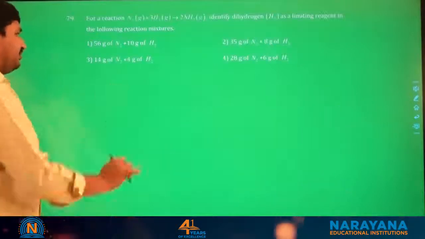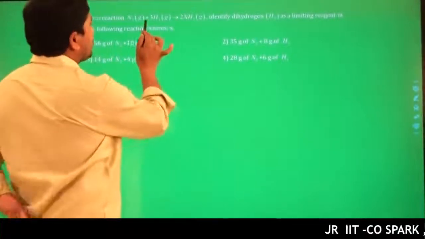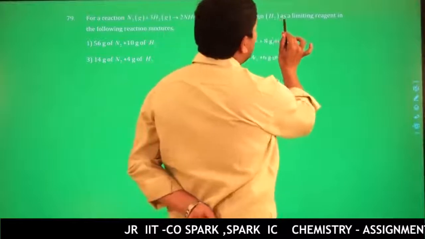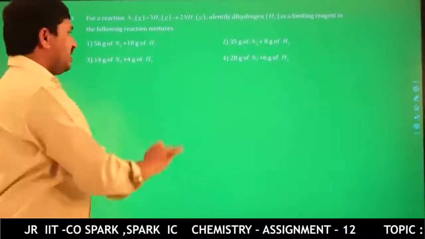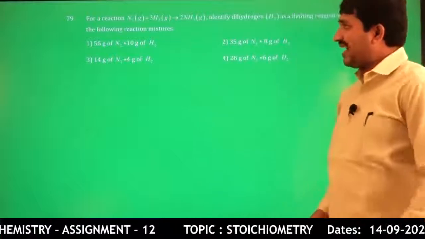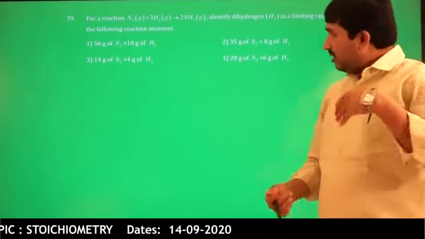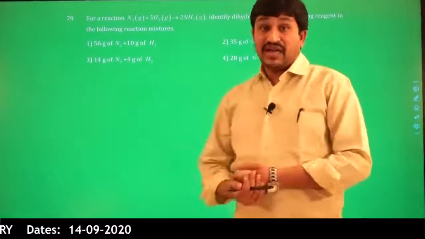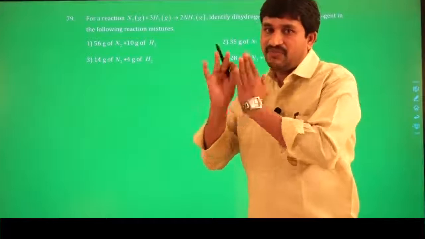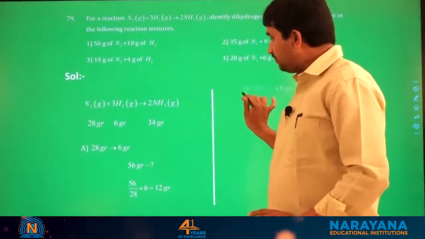Go for the next question. What is the next question? Here, for the given reaction N2 gas plus 3H2 gas gives 2NH3, identify dihydrogen as the limiting reagent in the following reaction. So in which of the following reactions does hydrogen act as the limiting reagent? Limiting reagent means a smaller number of moles of hydrogen participated in the chemical reaction compared to the required number of hydrogen molecules. So I explained with suitable examples.